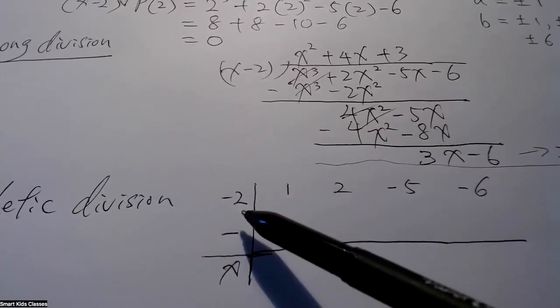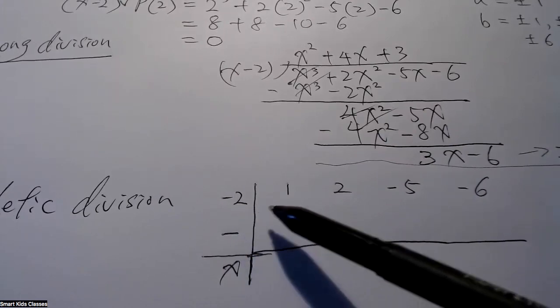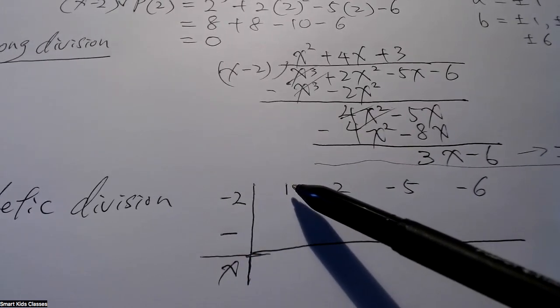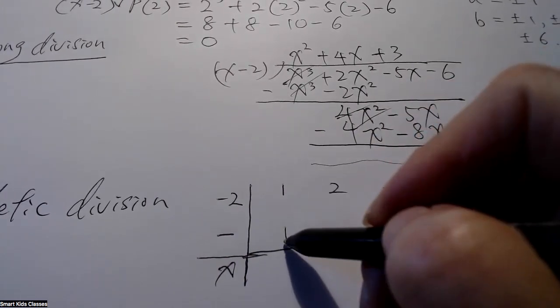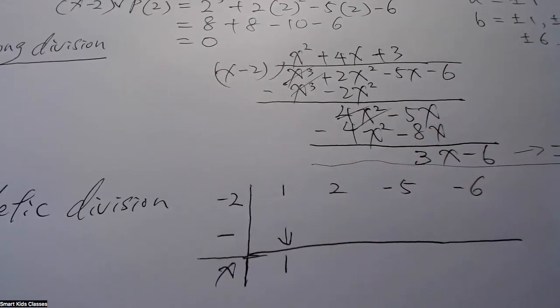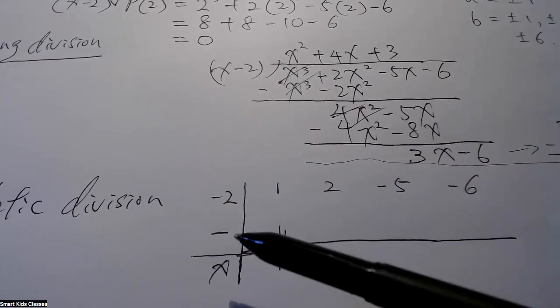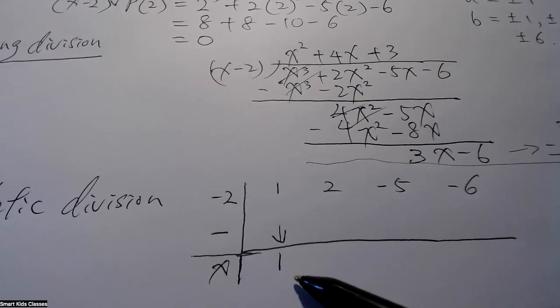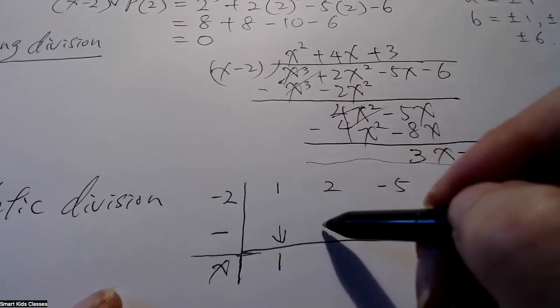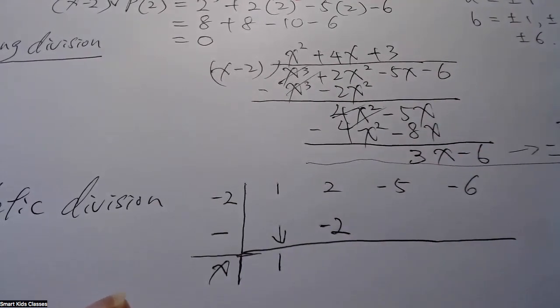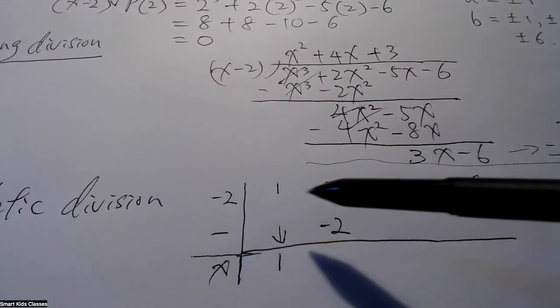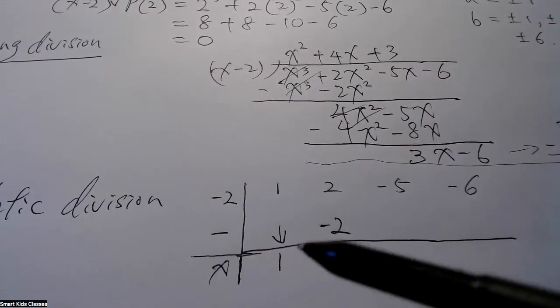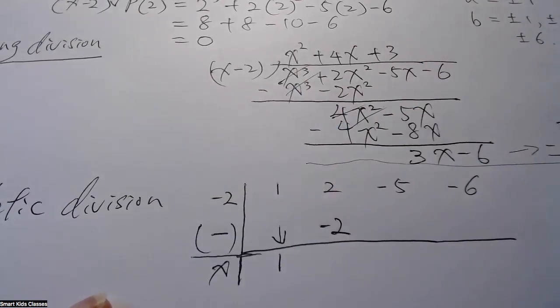Now we write the factor here, x minus 2. The first number, you always bring it down, so it's a 1. Now you multiply: negative 2 times 1, you get negative 2. And this is a subtract. The sign here is minus.